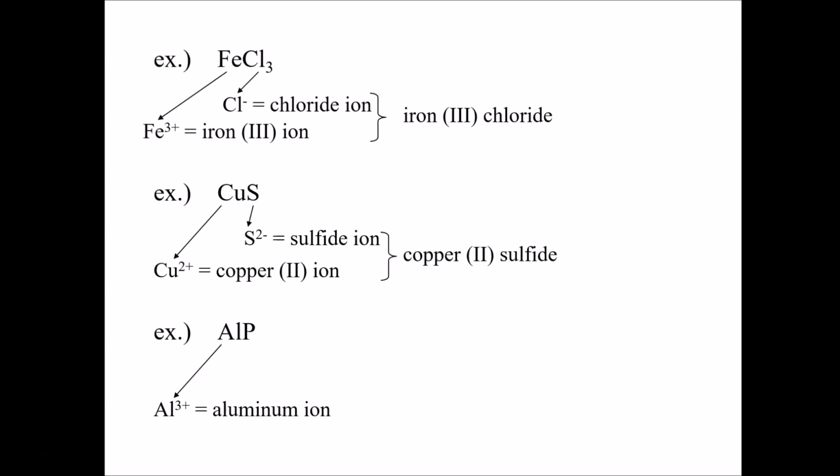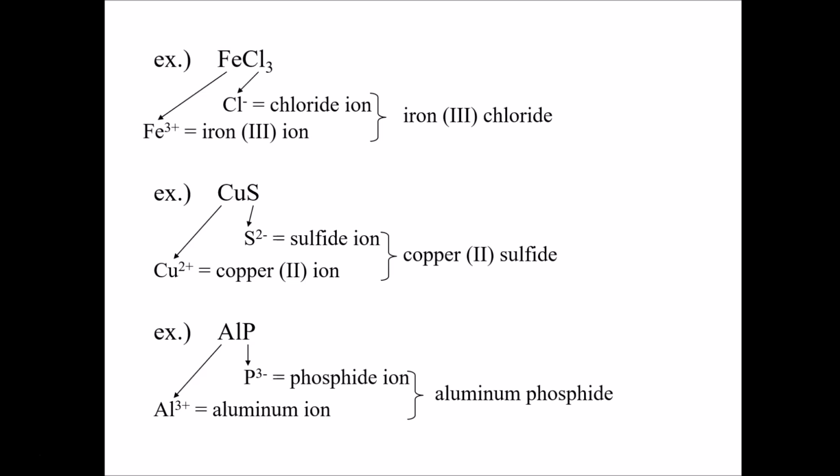The P is from the element phosphorus, but remember, it's the anion, so anions always end in "ide." So that's phosphide. So this would be called aluminum phosphide. Hopefully this is starting to make sense.